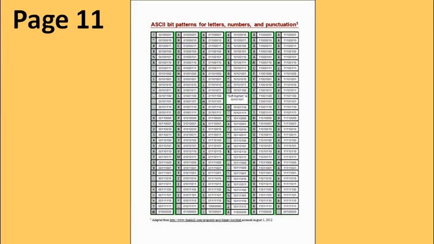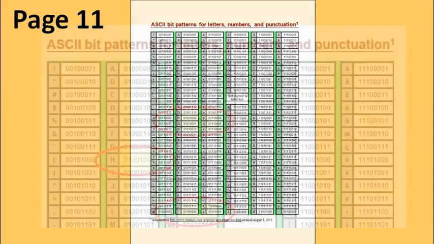Page 11 in the workbook shows you this chart, which gives you the binary representation, that is the 0-1 pattern representation, for all the common characters and uppercase letters and lowercase letters. ASCII was originally a 7-bit code. 2 to the 7th power is 128. It could represent 128 different things. That's how many different bit patterns there are. It was expanded, even in the 1960s, to 8 bits. 2 to the 8th power is 256. ASCII in its present form can represent 256 different characters or symbols.